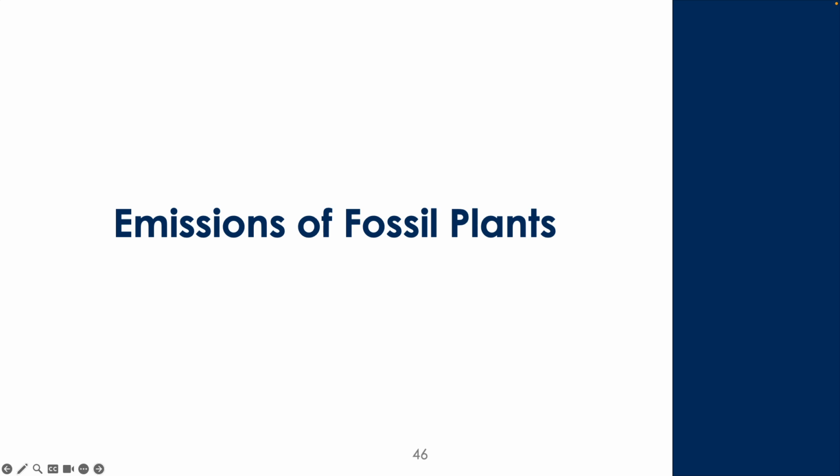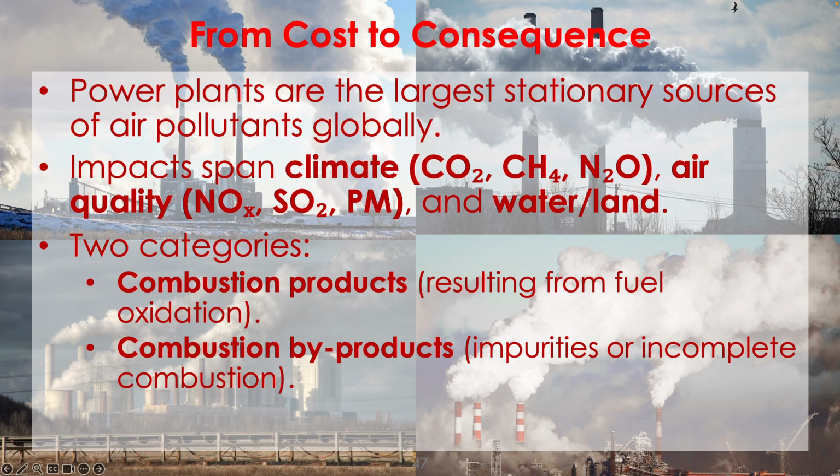Okay, the last little section we're going to talk about for today is the environmental implications and emissions that are associated with fossil fuel plants. Okay, consequences. So power plants are the largest stationary sources of air pollutants globally and have been for a long time.